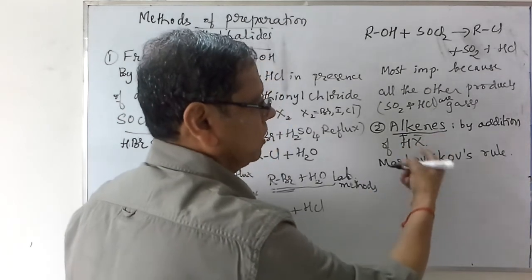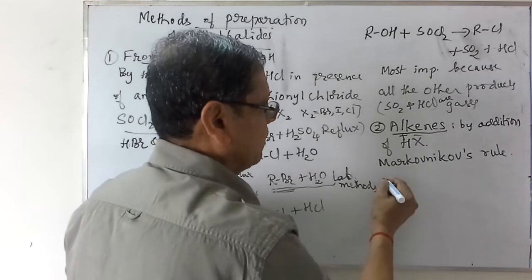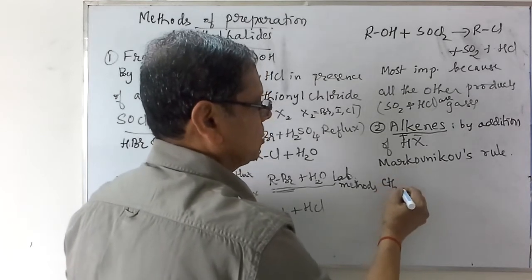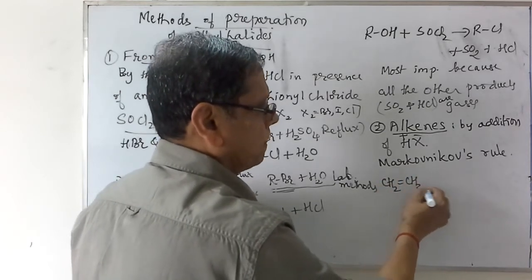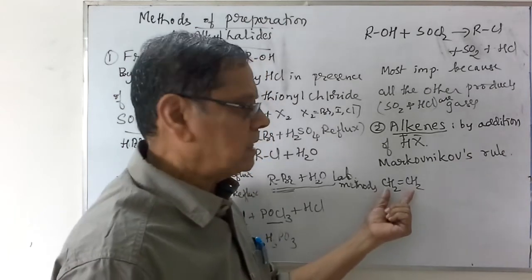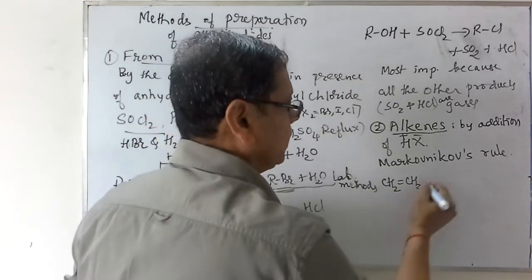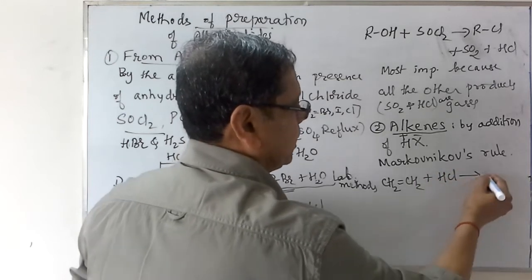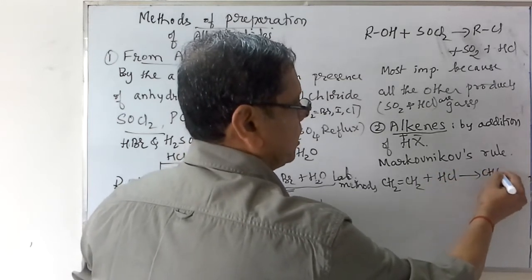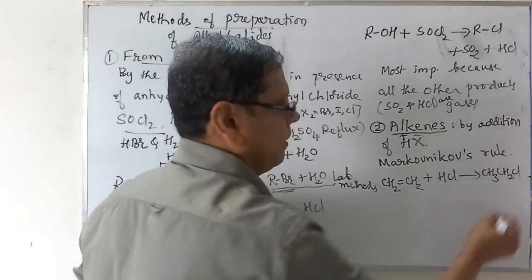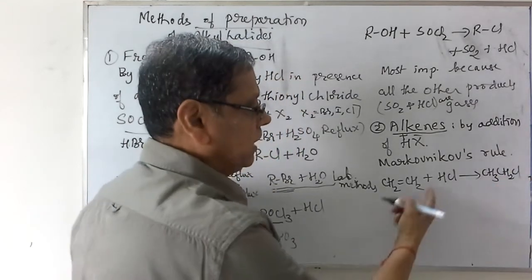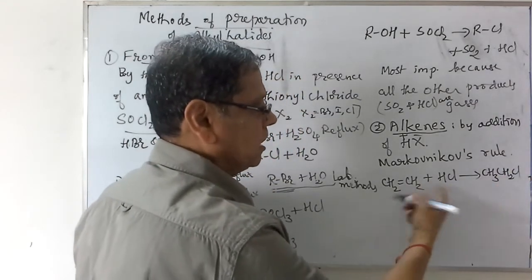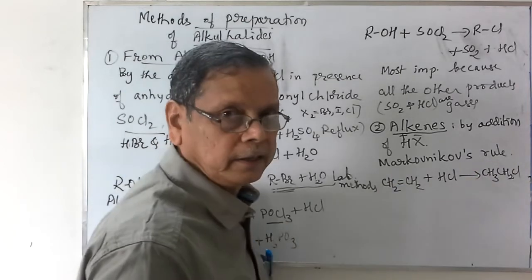So according to Markovnikov's rule, the addition will take place. Say for example, we are having this CH2 double bond CH2. Since carbon atoms are symmetrical, no need to apply the rule. If it is treated with HCl, it will give rise to the same product CH3, CH2Cl in any way. Take H to this carbon and Cl to this carbon or reverse, it is the same product.